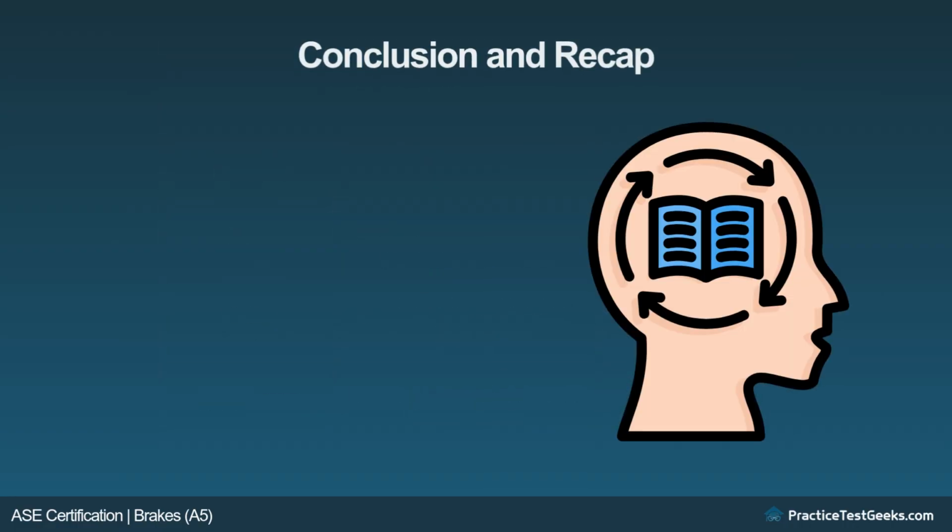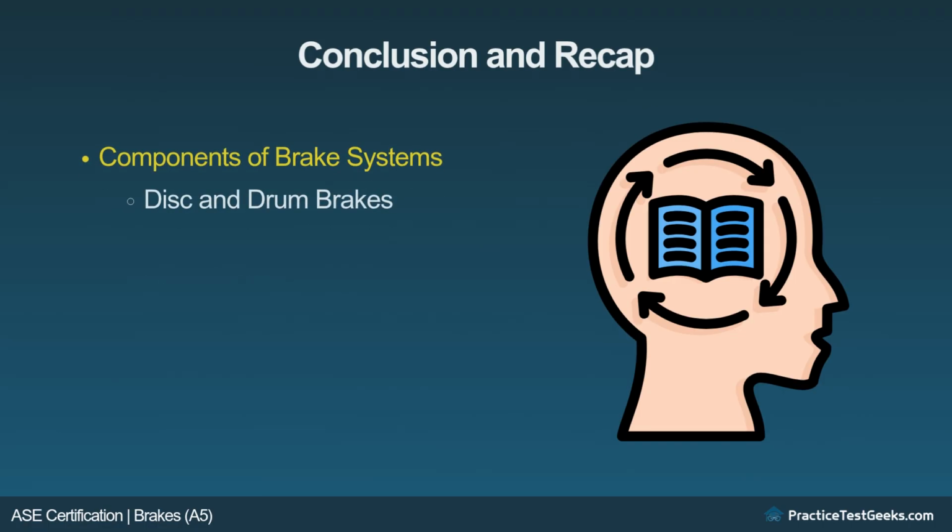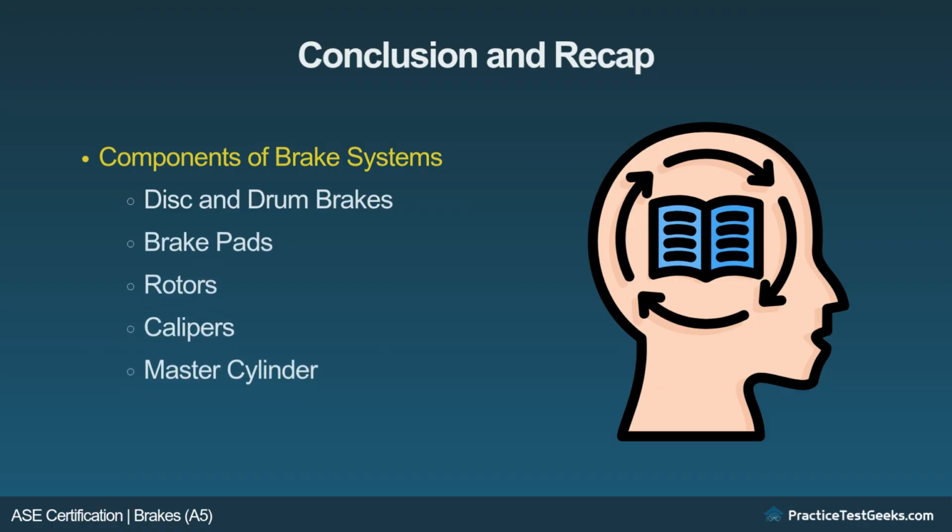Conclusion and recap. In this lesson, we explored the components of brake systems, including disc and drum brakes, brake pads, rotors, calipers, and the master cylinder. Understanding how these components work together is essential for diagnosing and repairing braking issues, which is key for the ASE certification test A5 and for effective brake system maintenance in a professional environment.